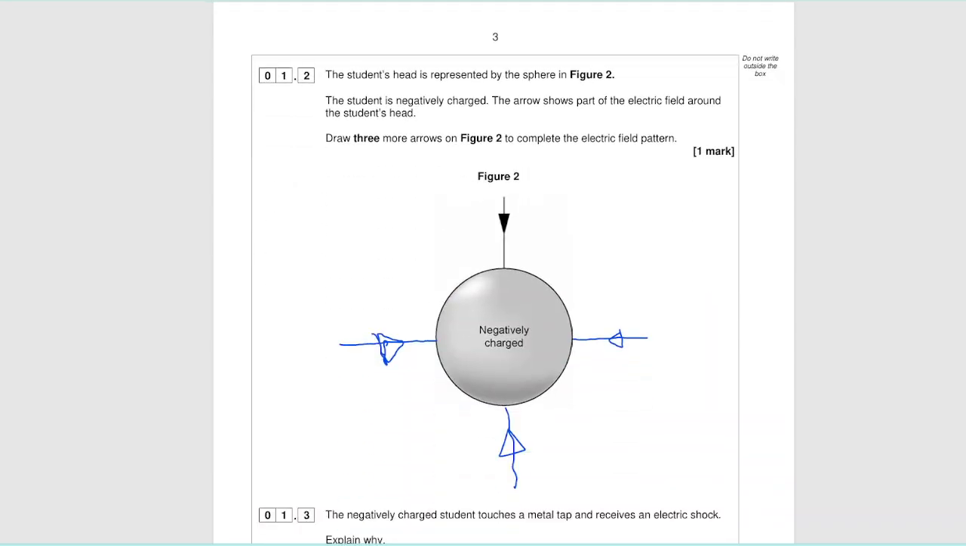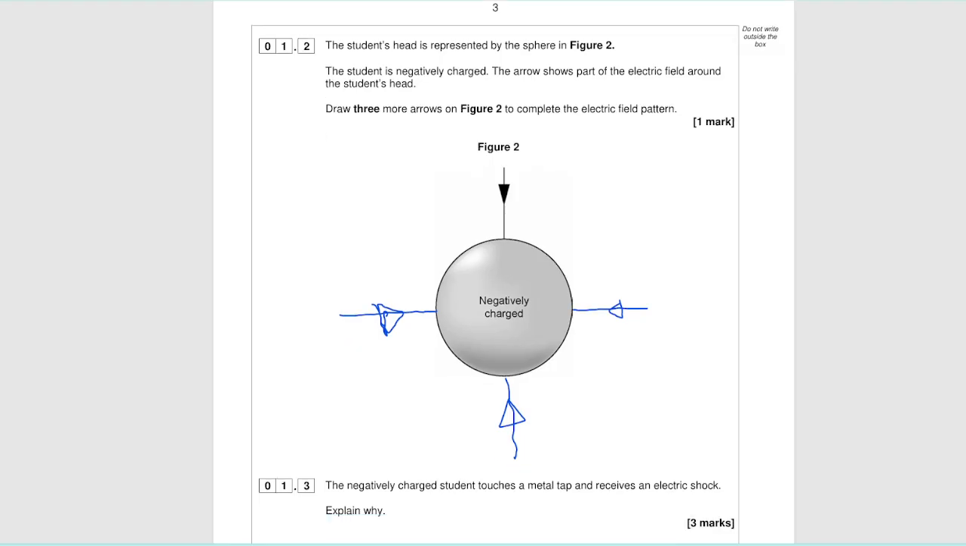Then moving on to 1.2, the student's head is represented by the sphere. The student is negatively charged. The arrows show part of the electrical field around the head, and we're asked to draw 3 more arrows to complete the electrical field pattern. What you need to do here is draw 3 arrows perpendicular to the sphere, going into the sphere.